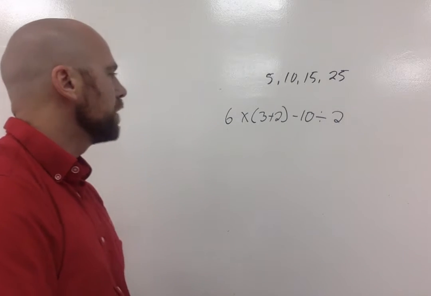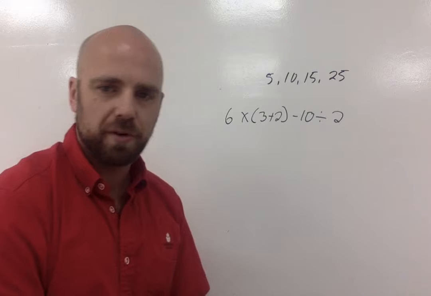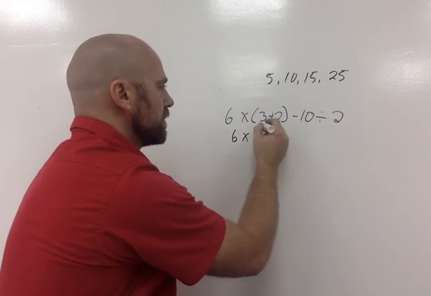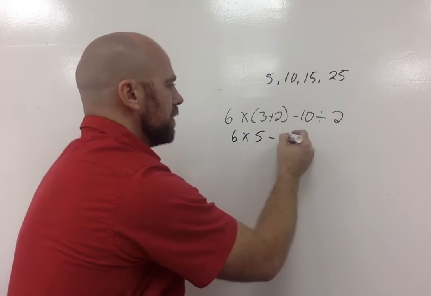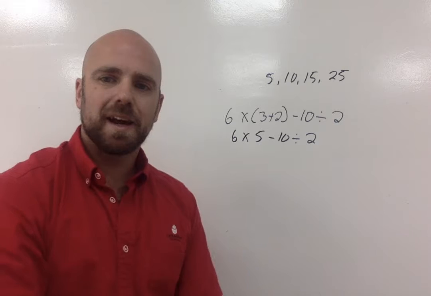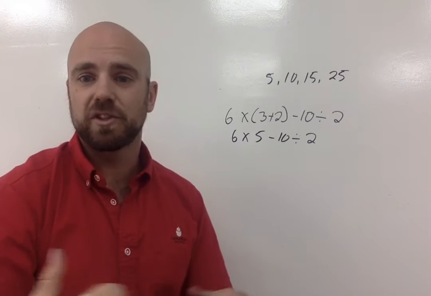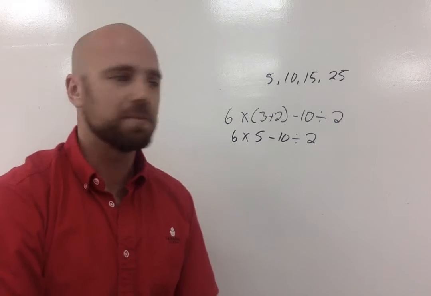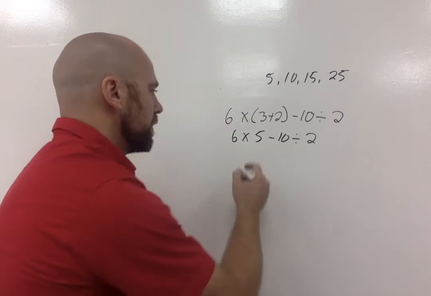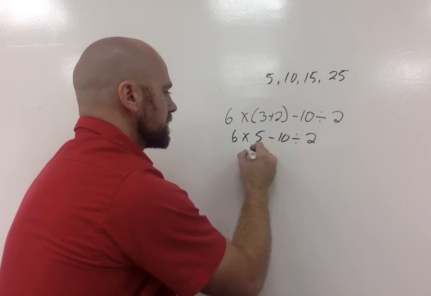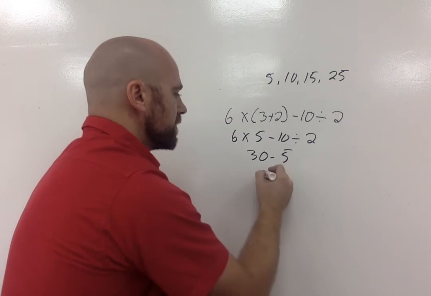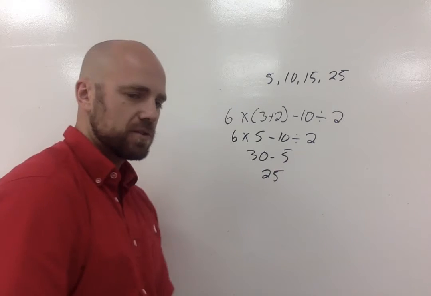When I'm solving this using order of operations, I have to do my brackets first. So my next line is going to look like 6 times 3 plus 2 is 5, minus 10 divided by 2. Then I can do my multiplication and division at the same time. I'm going to do that in the same line because they're separated by a subtraction, which isn't a problem. So 5 times 6 is 30, minus 10 divided by 2 is 5. So my final answer here is 25.